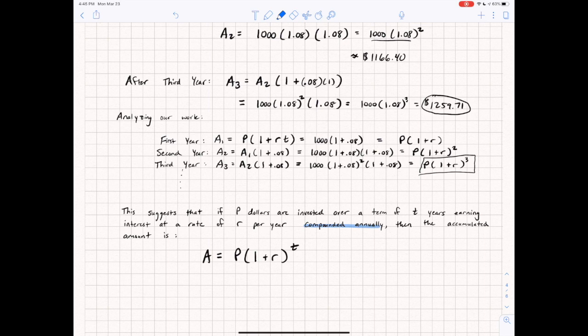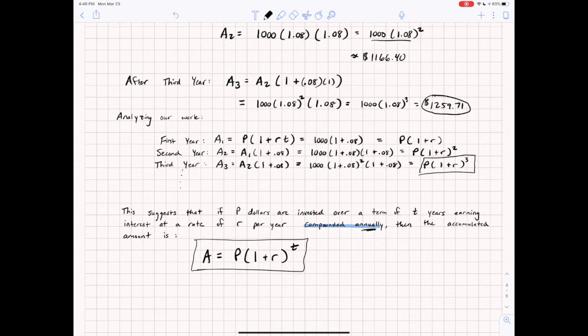And you can look at the wording as far as this goes. The accumulated amount if P dollars are invested over a term of T years, earning interest at a rate of R per year, specifically compounded annually, I could follow this formula. And so we could actually jump straight down to this in the previous example, and we should get 1259.71 when we plug in our respective values. Now, this is only compounded annually, meaning we're only calculating the interest once per year, adding that in, and then doing the next calculation.